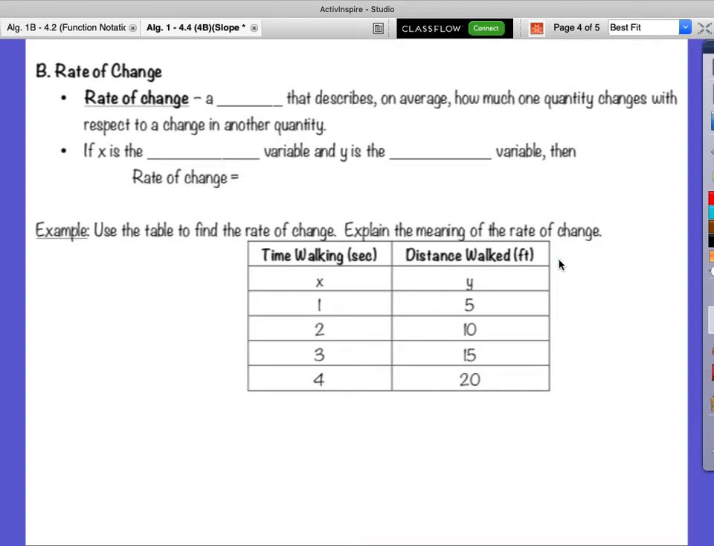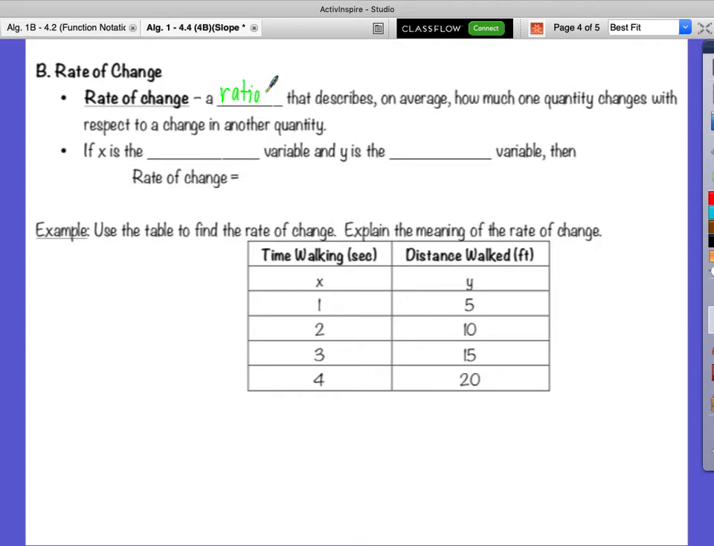So, rate of change is a ratio. It is a ratio that describes, on average, how much one quantity changes with respect to a change in another quantity. This is talking about all types of things in science. It's saying how much is one changing with respect to the other. So for every so many of this, how many is this changing? It's kind of like a recipe. That's where a lot of times we see ratios.